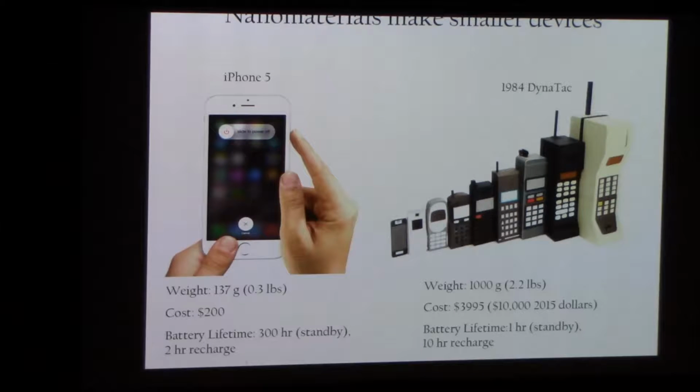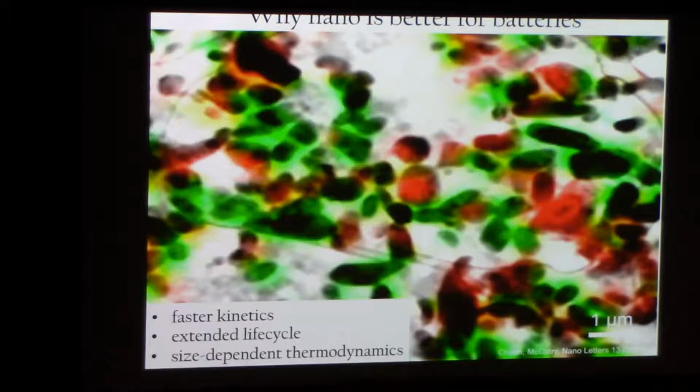So not only have nanomaterials allowed for smaller devices by virtue of, say, how many transistors we can fit on a chip, but part of the advances in going from 1984 to here is because of advances in batteries. And that's an example I want to give you from my own lab. So if we take a scanning electron micrograph of a battery electrode, it looks like this. Here's a scale bar. The white bar is 1 micron across.